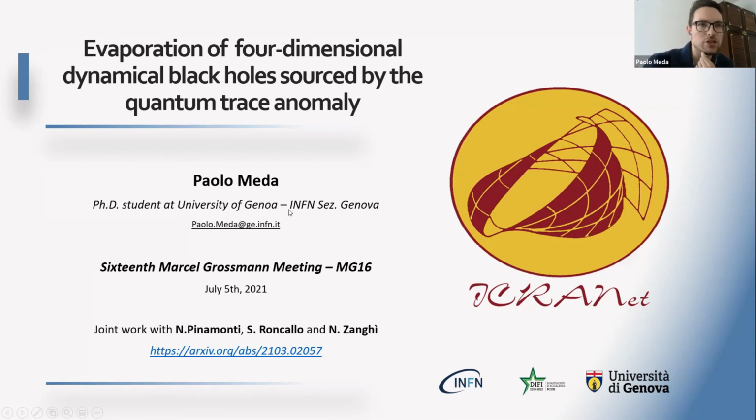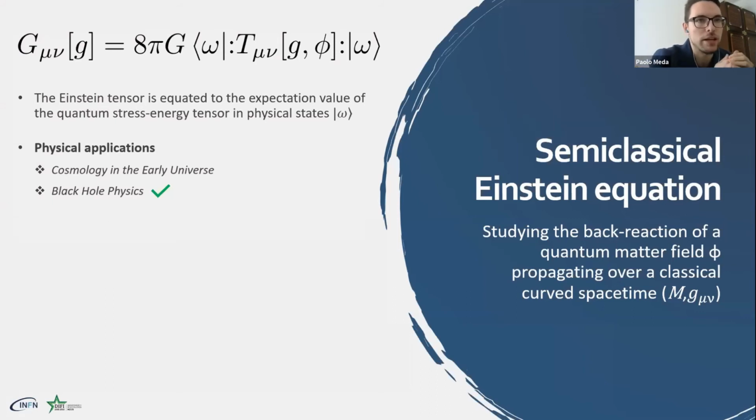And it is about the evaporation of dynamical black holes in 4 dimensions when the trace anomaly of a quantum field is involved. The main framework of this talk, and in general of my work, is quantum field theory on curved spacetime, in which we study the back reaction of the quantum matter field propagating over a classical curved spacetime. In this case, the dynamical equation which governs this interplay between matter and gravity is the semi-classical Einstein equation, in which you equate the classical Einstein tensor with the expectation value of the quantum stress energy tensor related to this matter field. This expectation value must be taken on a certain physical state, omega, let's say.